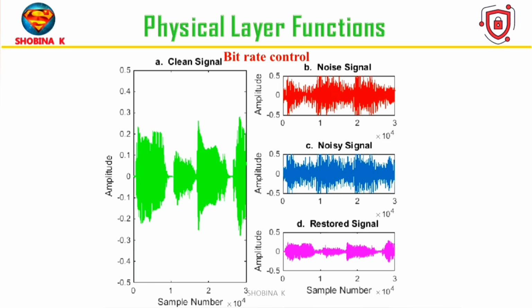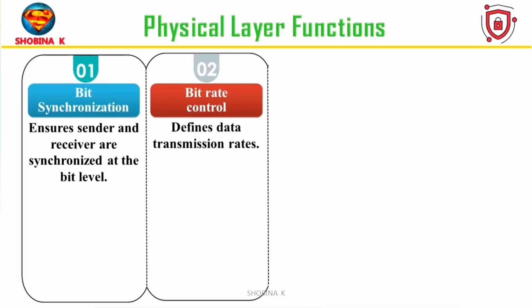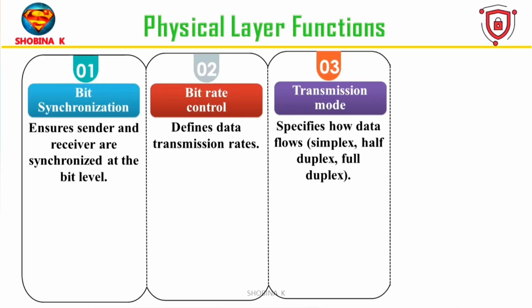For example, a strong, clear signal can support higher bit rates, whereas a weak or noisy signal may require a low bit rate to maintain accuracy. And one more factor that affects the bit rate is distance. The longer the data travels, the weaker the signal gets, which will slow down the data speed.